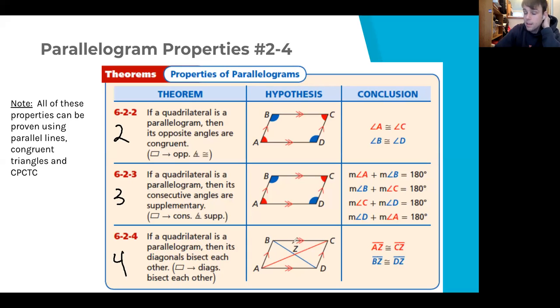All right, and then the fourth property, 2, 3, 4. The fourth property is that the diagonals bisect each other. So diagonal BD and diagonal AC cut each other in half. So this and this is congruent, and this is congruent. Now, this one is a lot more complicated. Again, it's all just based on showing that we have some congruent triangles.